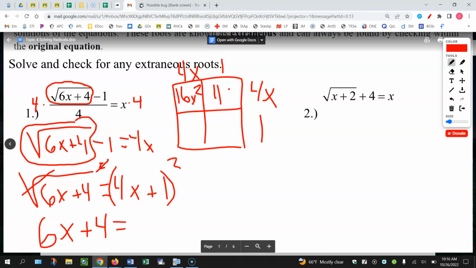16x squared, 4x, 4x, and 1. So when I combine like terms, this is going to become 16x squared, 4x plus 4x is 8x, plus 1. Okay, so we're right there.